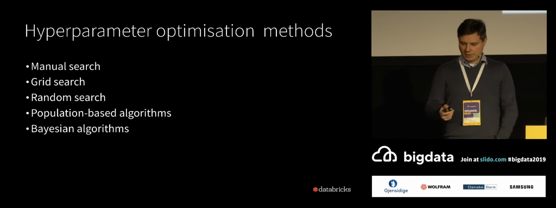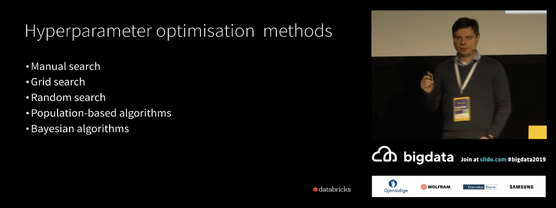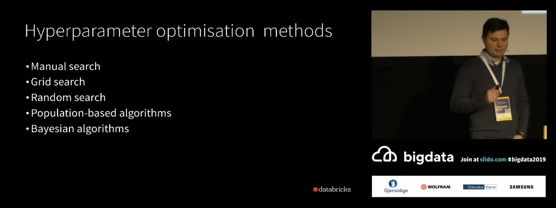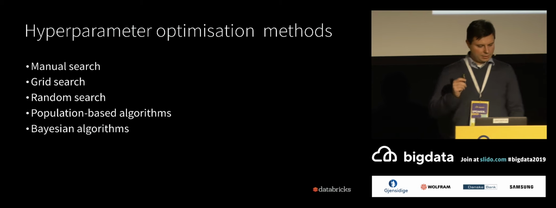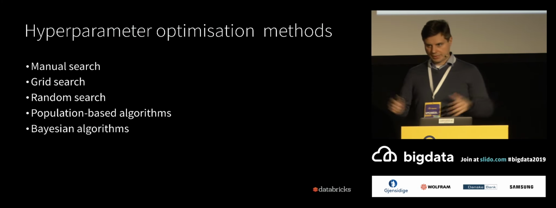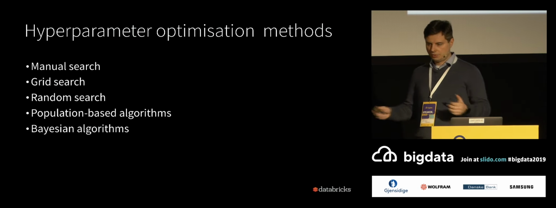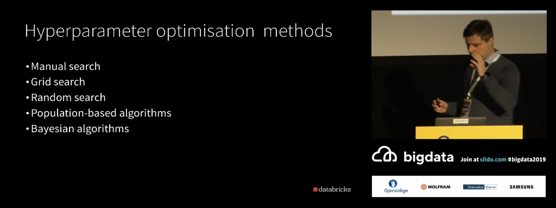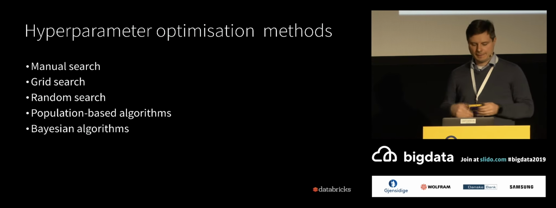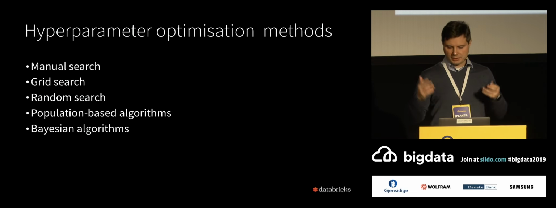And population-based algorithms and Bayesian algorithms can do a couple of tries and then use an optimization technique to narrow down our search and try the combinations that maybe will bring us better results.